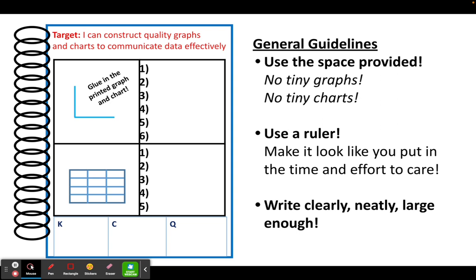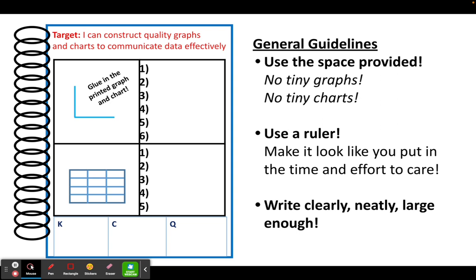Second, use a ruler, right? Especially for best fit lines, if you're doing your graph by hand, then you're going to want to use a ruler so you can get those straight lines. Also, for your x and y axis, you want to use a ruler to get that straight line so that way it looks nice. You want to put some effort and care into your graphs.